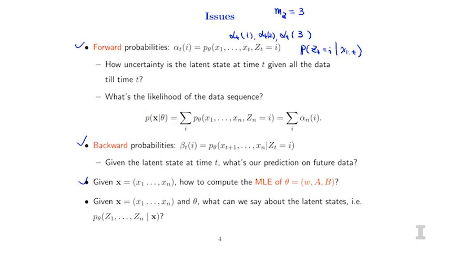Once we have estimated theta, the next thing we want is to come up with some inference about the latent states. Suppose we have already estimated theta, call it theta hat. Then what can we say about the latent states conditioning on the data we observed?